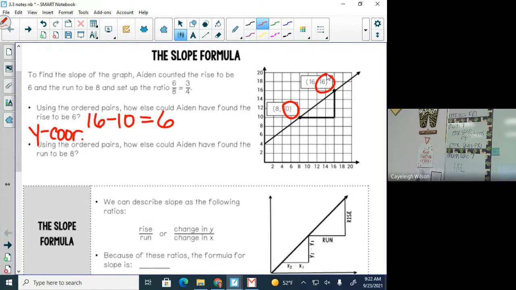Okay, using the ordered pairs, how else could Aiden have found that the run is 8? So run is the x values. So we take the x value, so the x coordinates, and subtract 16 minus 8, which is 8.